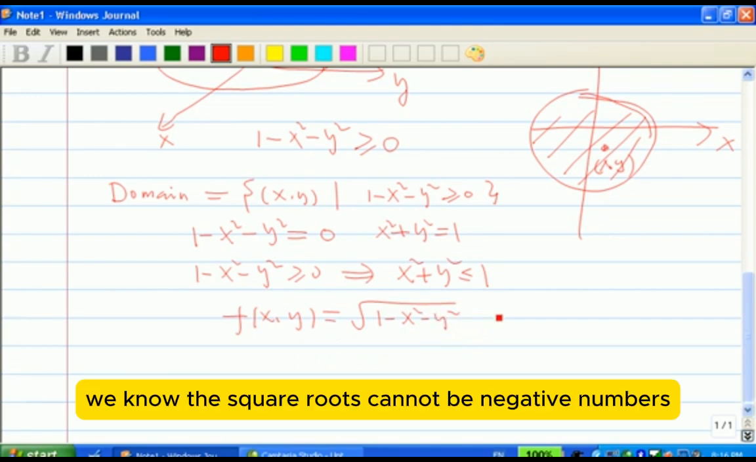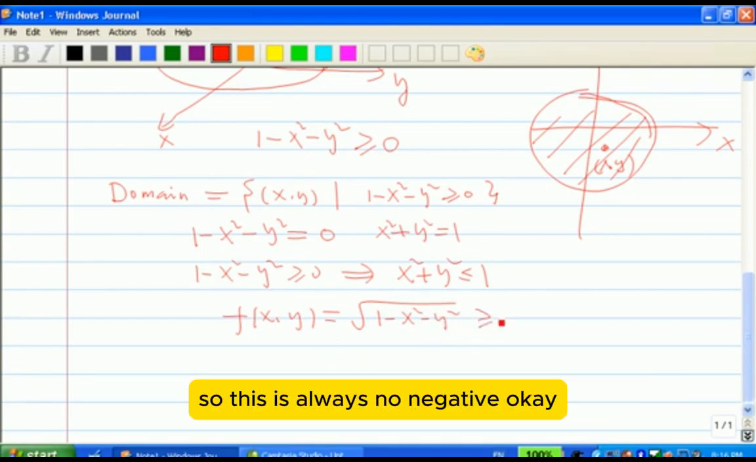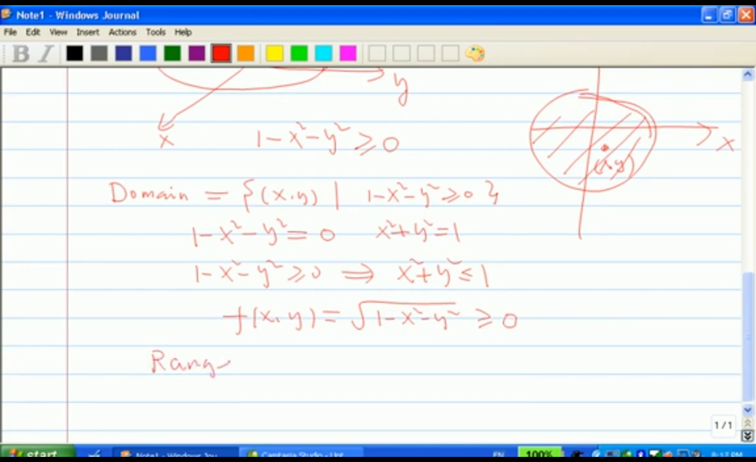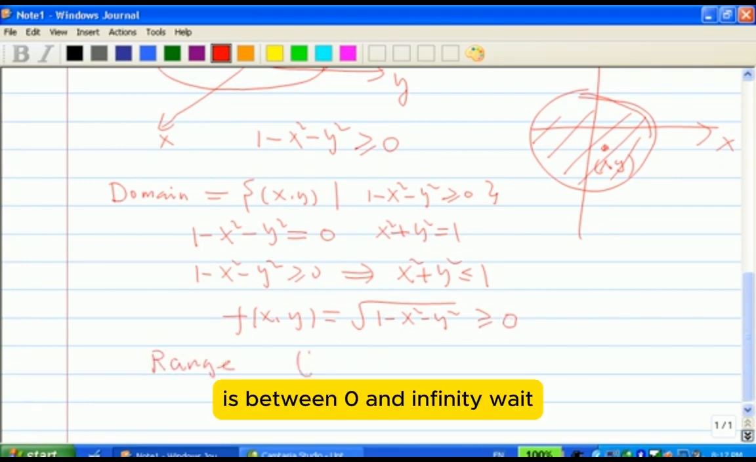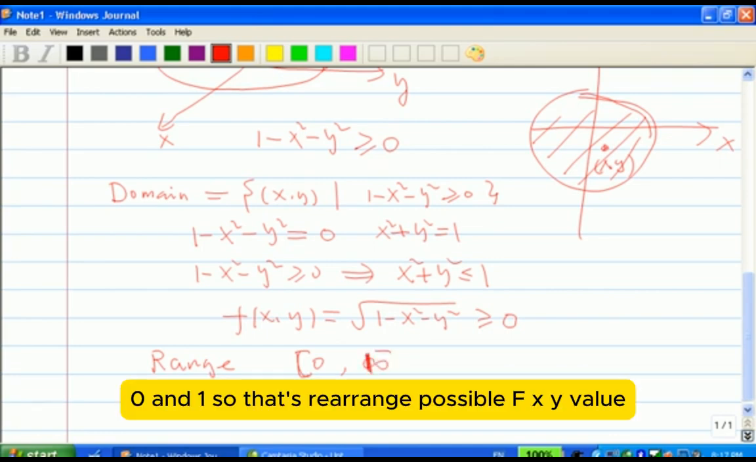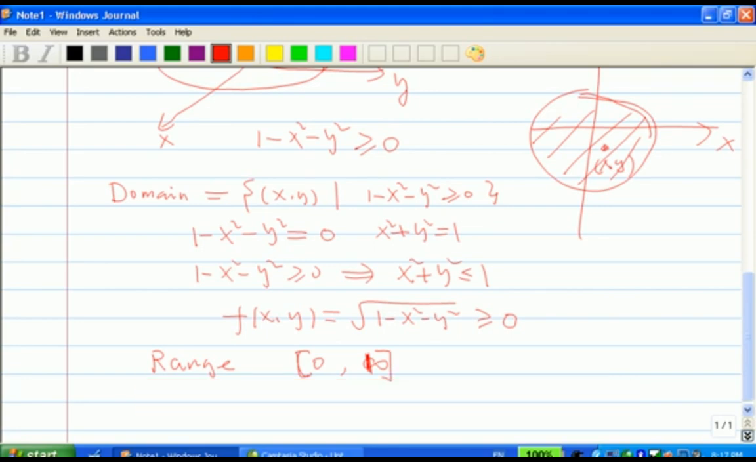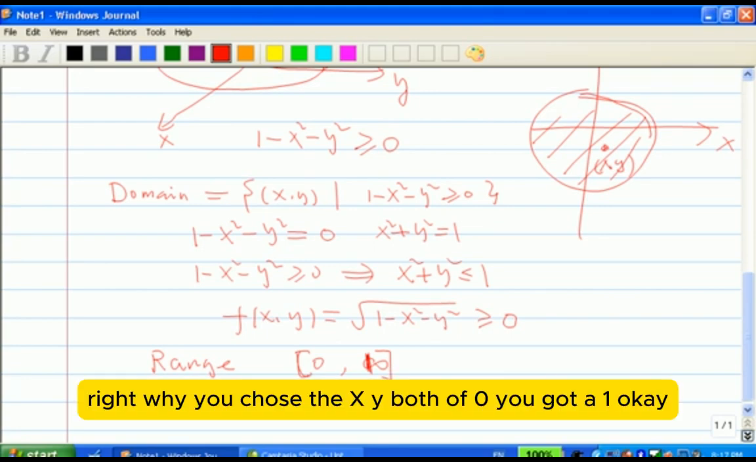we know the square roots cannot be negative numbers, so this is always non-negative. Okay. So your range for this case is between 0 and infinity. Wait, not infinity. Between 0 and what? 0 and 1. So that's your range, the possible f(x,y) values. Okay. Right? When you choose x, y both 0, you get a 1.